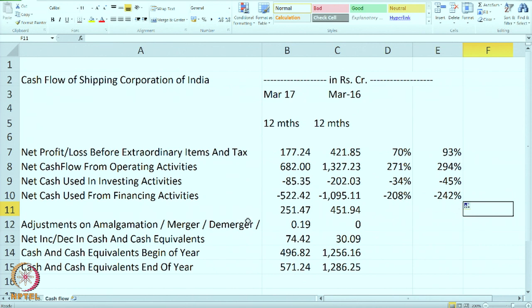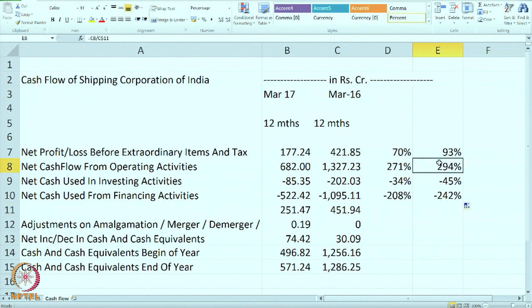Because there are only 3 figures, this is a large amount in from operations, though it has come down, whereas the financing activities is a negative amount. Are you getting it? Now let us go to the next calculation.